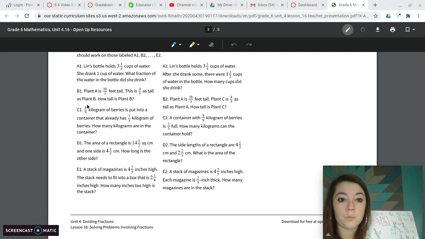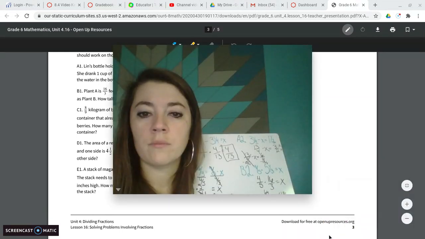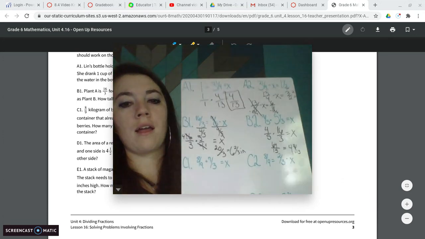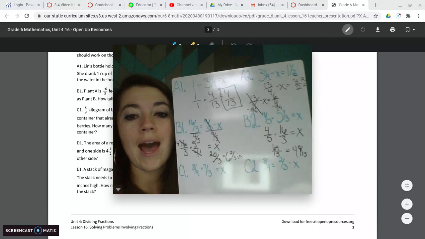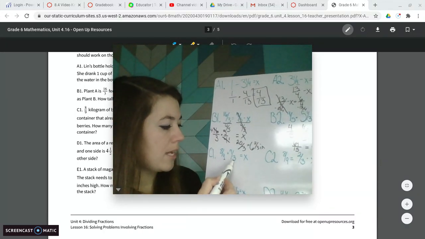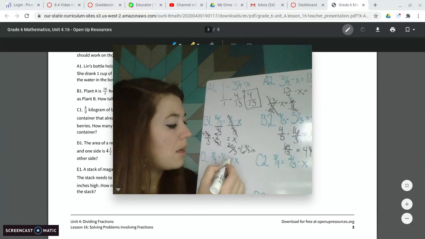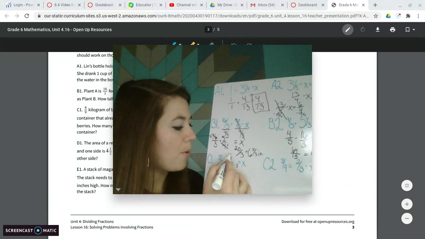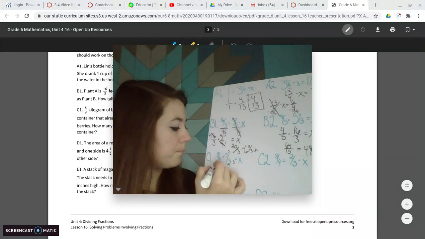So for this, we have this many berries being added to this many berries. So are we multiplying, dividing, adding, subtracting? We are adding. So 8/9 plus 7/3. So once again, when we add, we have to have common denominators. So here we have a 9, here we have a 3. So we need to change the 7/3 into terms of ninths. So that means we need to multiply both the top number and the bottom number by 3. So our denominator will be 9.